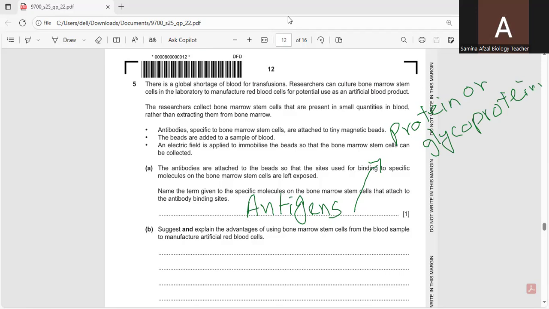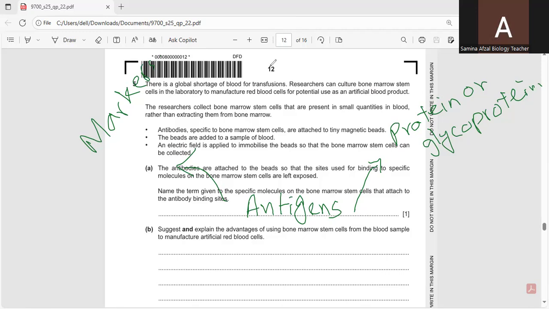So in this technique, the specific antigens on the stem cells are used as markers, to selectively isolate them using the magnetic beads coated with complementary antibodies. So the name of those specific molecules is antigens.